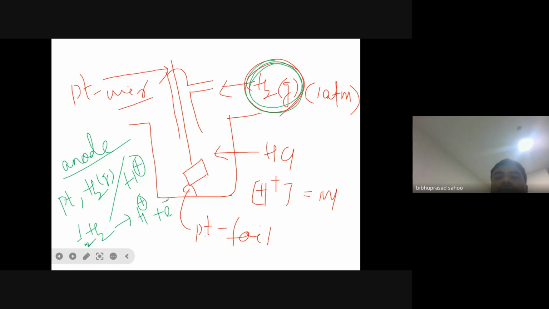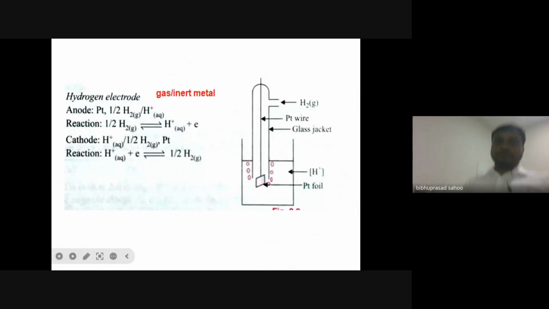And when it is cathode, the representation will be H plus oblique half H2 comma platinum, and the reaction will be H plus plus electron becomes half H2. This is reduction. So then my motto is to say that gas and inert metal. Who is the inert metal here, student? Platinum is the inert metal. This is the platinum foil. See here, this is the platinum wire.